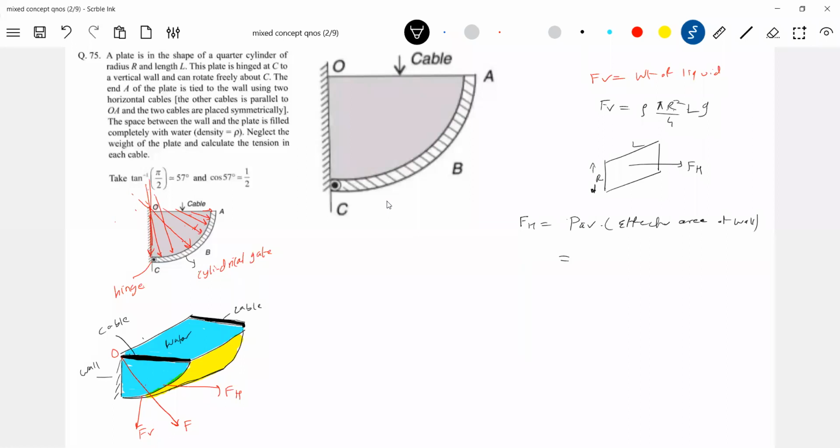What is the average pressure? At the bottom, how much will it be? Rho g R. And here, how much will it be? 0. So 0 plus rho g R by 2. Effective area L into R. But sir, it's curved. The liquid will see the effective area, so this will become rho g L R square by 2. Check it from the pressure triangle, we'll get the same thing.